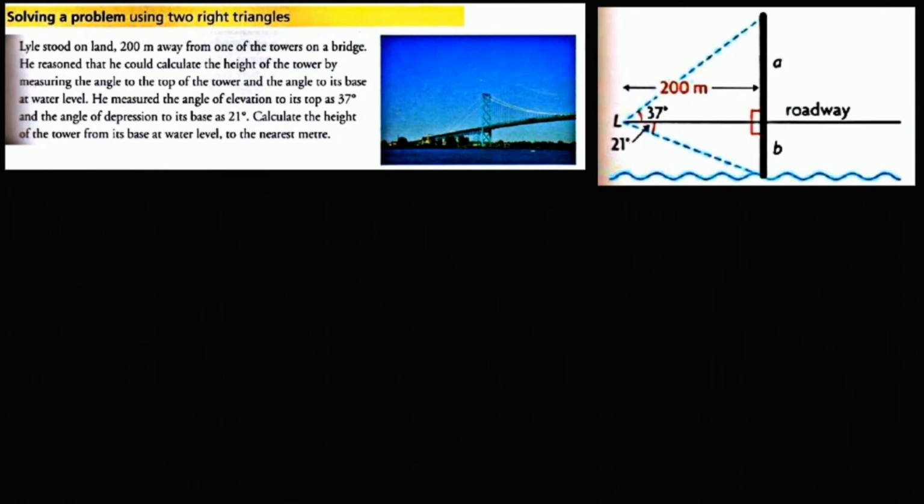Okay, let's look at the last question. Lila stood on land 200 meters away from one of the towers of the bridge. She reasoned that she could calculate the height of the tower by measuring the angle to the top of the tower and the angle to its base at water level. She measured the angle of elevation to its top as 37 degrees and the angle of depression to its base as 21 degrees. Calculate the height of the tower from its base at water level to the nearest meter.